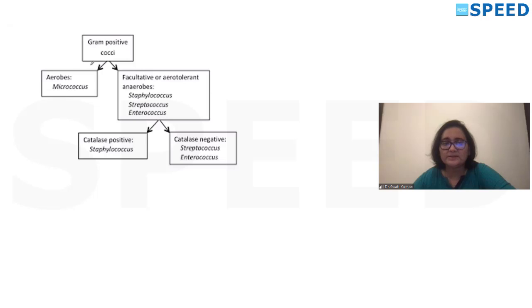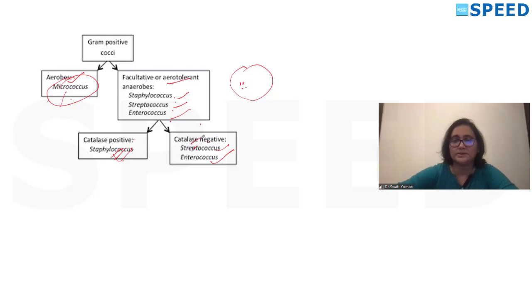So all gram-positive cocci, if aerobic, we group them into Micrococcus. Together they are the Micrococcaceae family. Aerobes are Micrococcus. Facultative anaerobes are Staphylococcus, Streptococcus, Enterococcus. If they are catalase positive, it's Staphylococcus. If they are catalase negative, it will be Streptococcus and Enterococcus. So for all gram-positive cocci, aerobic Micrococcus, and facultative anaerobes Staphylococcus, Streptococcus, Enterococcus, do catalase. If positive, Staphylococcus. If negative, Streptococcus and Enterococcus.